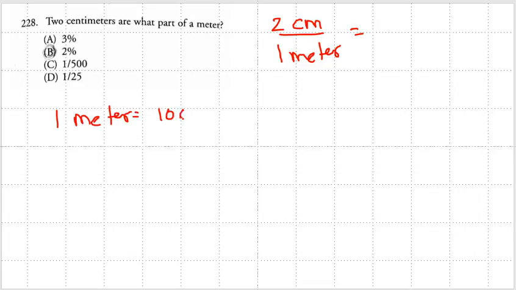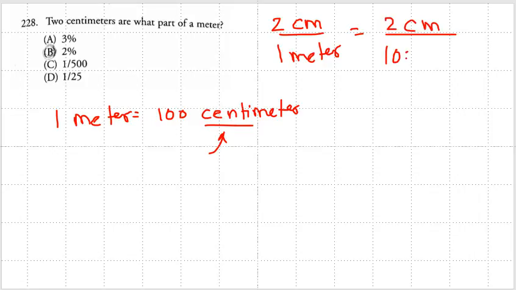2 centimeters are what part of a meter? They're simply asking, 2 centimeters are what part of a meter? So we are saying 2 centimeters to 1 meter. Well, how many centimeters are in a meter? Well, 1 meter equals 100 centimeters. Remember, centi means 100. So 2 centimeters is what part of a meter? It is out of 100 centimeters. So I can simply say it's 1/50. Or you could have also written this as 2/100. And by the way, notice these centimeters cancel out. It's simply 2%. Does that make sense?